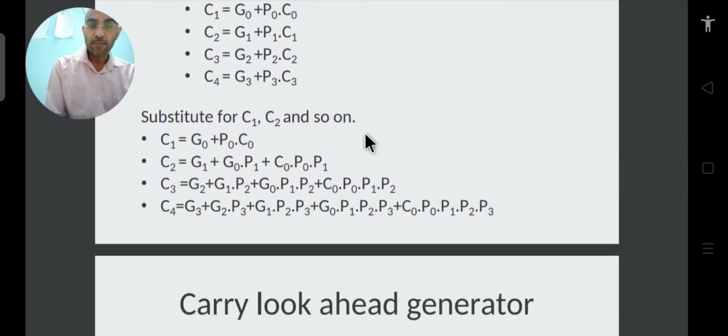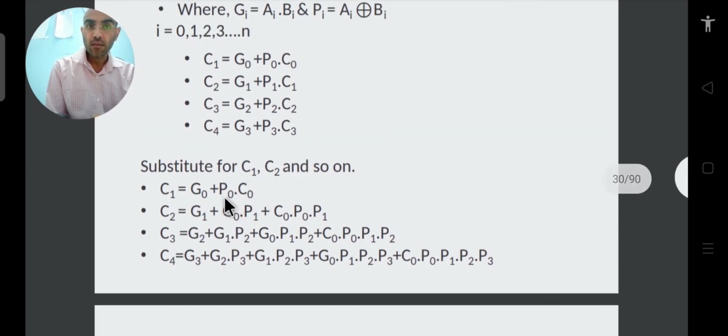So we have written the expression like this. In this expression you will see that C2 is equal to G1 plus P1 C1. C1 you are getting from this expression, whereas P1 is after your first full adder. So you can consider that the C1, C2, C3 values you are substituting from here. C1 you substitute in this equation, C2 in this equation you substitute from here.